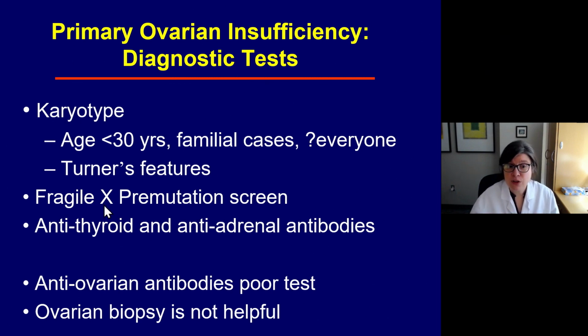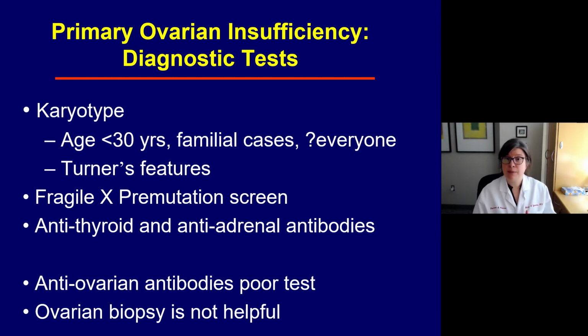In terms of Fragile X premutation screen, many of you may know of Fragile X syndrome, which is probably the most common cause of developmental delay seen in the pediatric population. We know that mothers or women who are premutation carriers can actually have primary ovarian insufficiency. So this is a population that you want to consider getting that done.